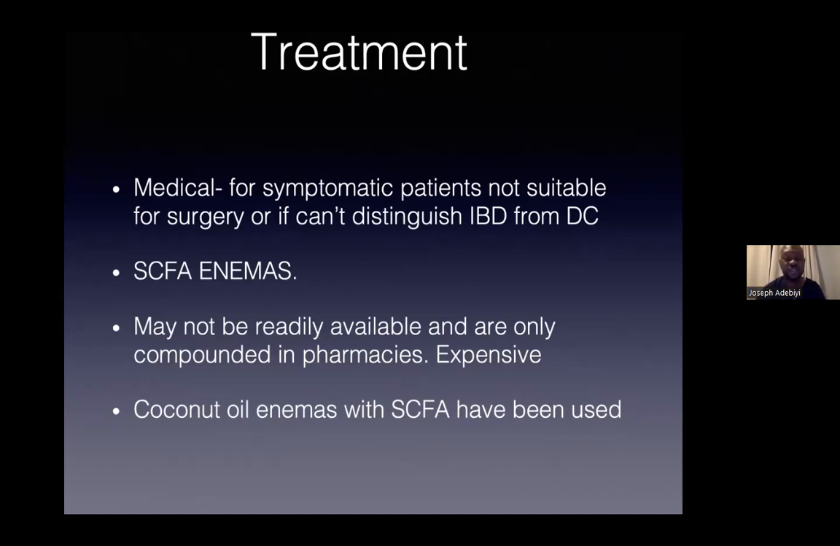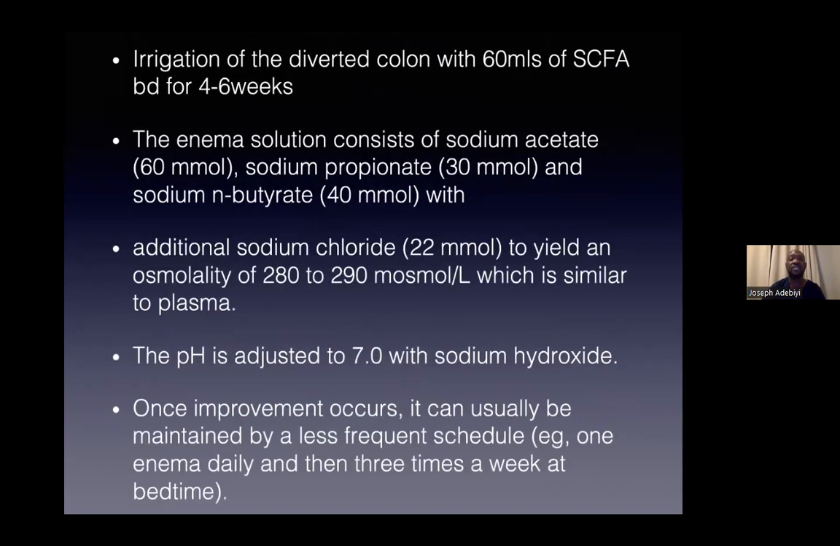So what people have resorted to doing is using a mixture of coconut oil enemas mixed with some short-chain fatty acids. The usual protocol would be to irrigate the diverted colon with these enemas for about 4 to 6 weeks. This combination usually consists of sodium acetate, sodium propionate, and sodium butyrate in definite proportions, and then you may have sodium chloride as well to improve the osmolality of the composition. And then you also want to adjust the pH of the composition to about 7 by adding sodium hydroxide.